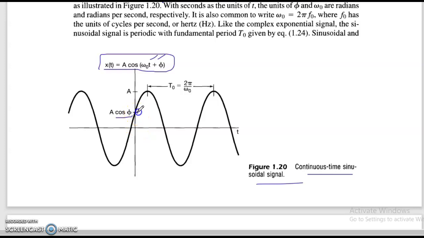Here A cos phi is the point on the y-axis where t equals 0, the cutting point. From the top, the maximum amplitude, starting here and ending here, this is t naught, the fundamental period. T naught equals 2 pi divided by omega naught. This is time t.